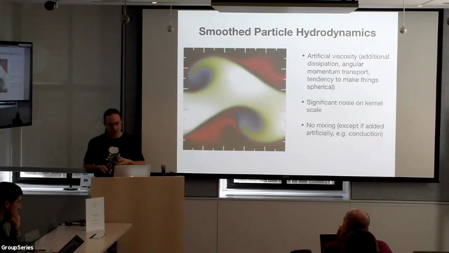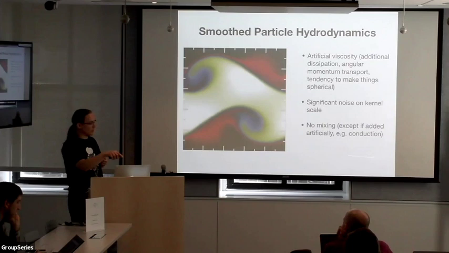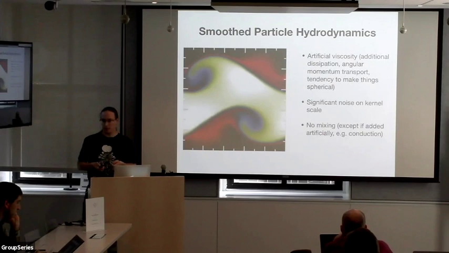And in general, because the method is really purely Lagrangian, there's no mixing between particles, which sometimes can be relevant if you have different abundances or something.